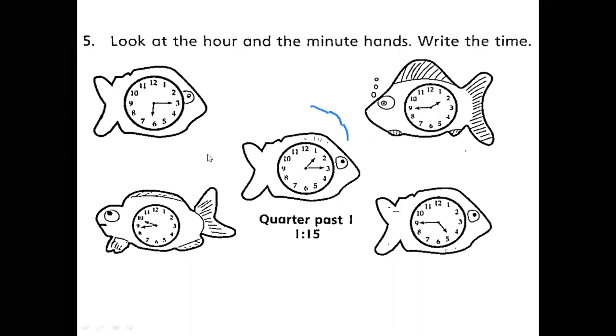Next question is: look at the hour and the minute hands, and write the time. Here the time is 6:15, or you can say quarter past 6. You can write the time in figures as 6:15 or 15 minutes past 6. You can say a quarter past 6 or 6:15.